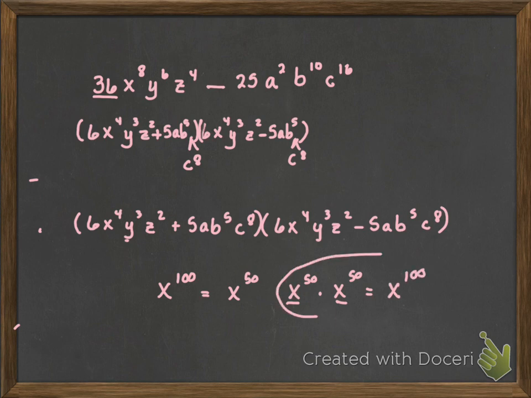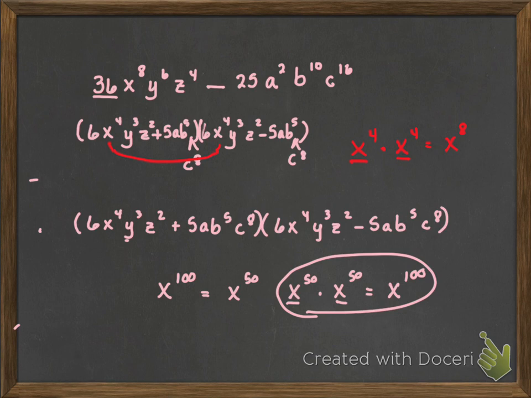So that's what this whole variable thing is based upon. If you multiply this x to the 4th by that x to the 4th, you get x to the 8th, because when you multiply like bases, you add your exponents together. So that's how all of this works. So that was another type of difference of perfect squares.